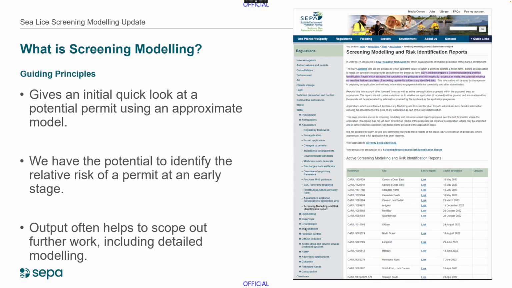Screening modelling is something we do for many permit applications for aquaculture sites. It gives us an initial look at the aquaculture site and allows us to evaluate the risks. Often what we do is use that information from screening modelling, using an approximate model, to scope out the more detailed modelling that we need for the final permit application. So we do screening at the moment for bath medicines and solid material from the farm. We are being asked to extend this to sea lice.